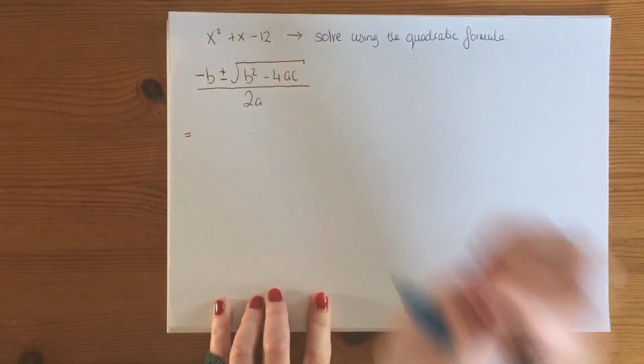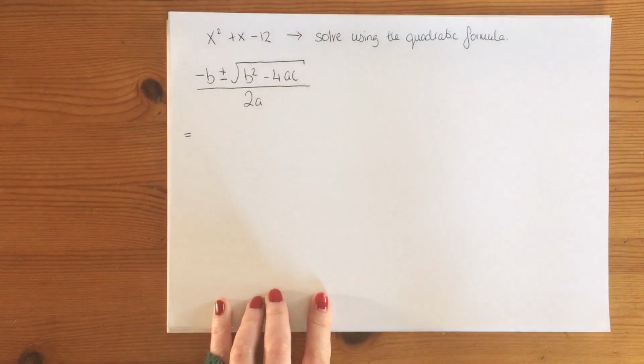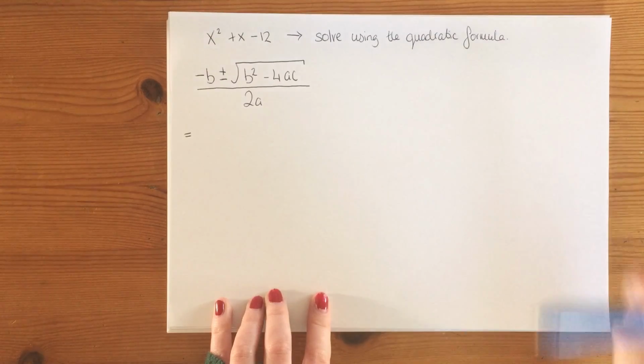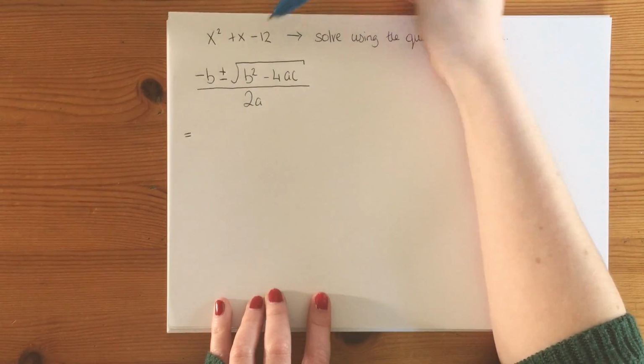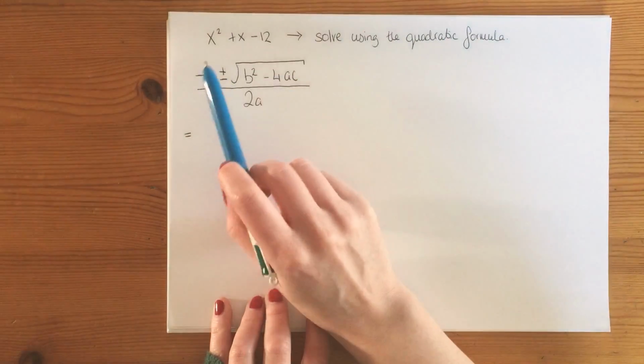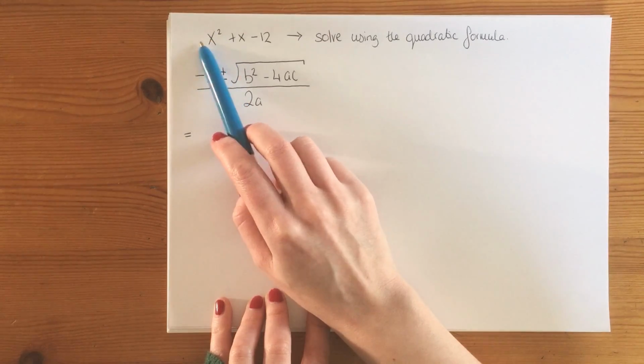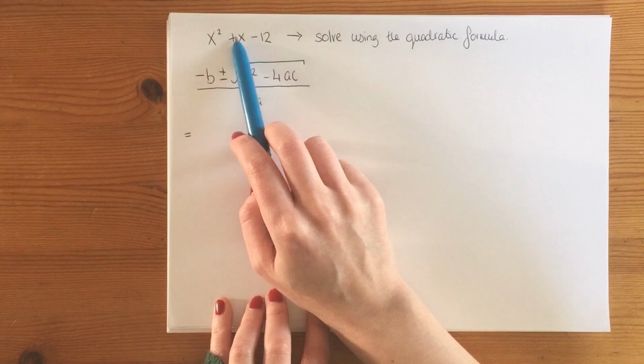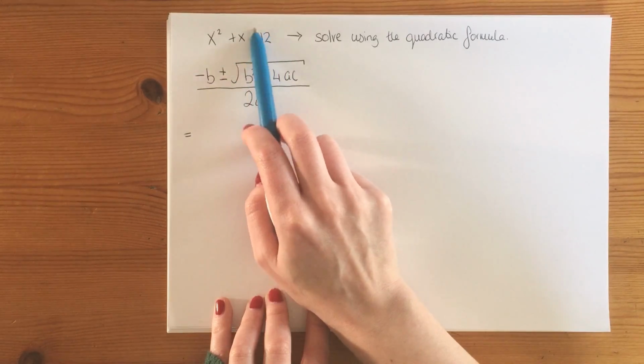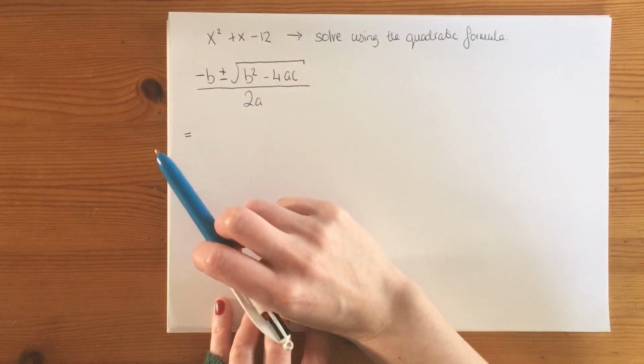So now, the next thing is to decide what the values of a, b and c are. You get that from your equation. The coefficient, the number in front of the x squared, is a. The number in front of the x is b. And then the constant, the normal number, is always c.